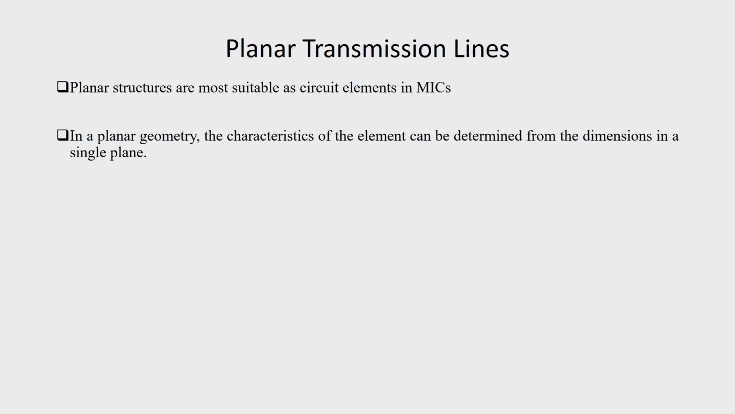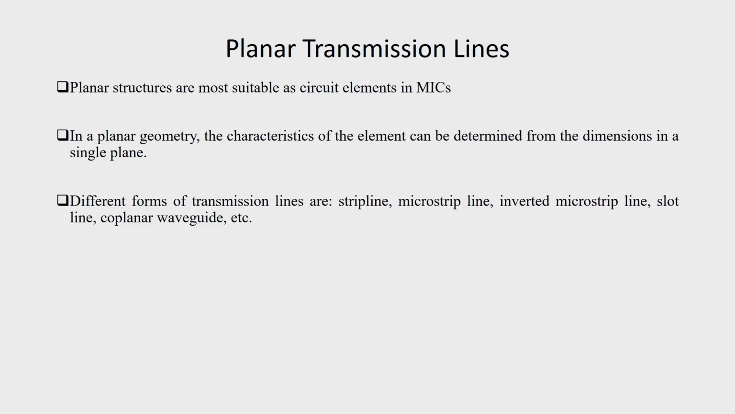So, there are various types of planar transmission lines. We start with the one which is closer to our coaxial transmission line. This is called a strip line. Planar structures are most suitable as circuit elements in MICs. In a planar geometry, the characteristics of the element can be determined from the dimensions in a single plane, and different forms of transmission lines are strip line, microstrip line, inverted microstrip line, slot line, coplanar waveguide, fin line, etc.